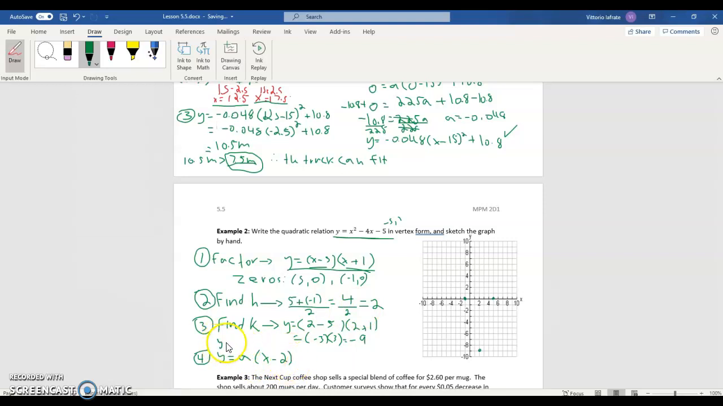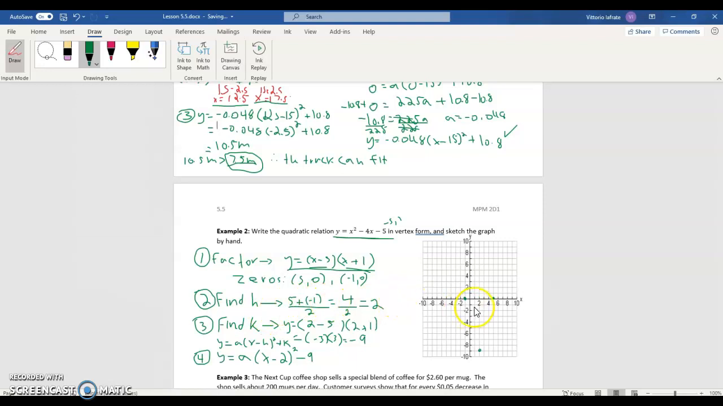So I'm going to write it up here. Y is equal to A times (x minus h) squared plus k, which is minus 9 over here. We need to find the a value. So for the a value, I can really use any point that I have already. I'll probably use any other point than the vertex here. I'll use one of the zeros I have.